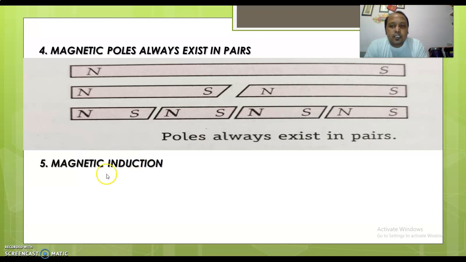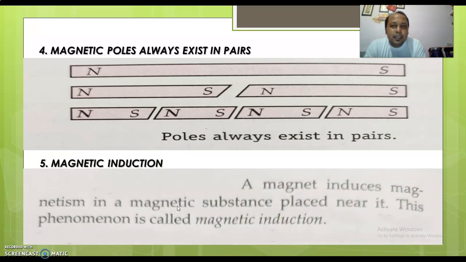One more property we will discuss, that is the magnetic induction. Magnetic induction means when we bring a magnetic material near a magnet, then magnetic properties are induced in the magnetic material, and that is known as magnetic induction. As we describe here, a magnet induces magnetism in the magnetic substance placed near it. This phenomenon is called magnetic induction. The magnetic materials like iron, nickel, cobalt, steel, all these magnetic materials, they don't show any magnetism.